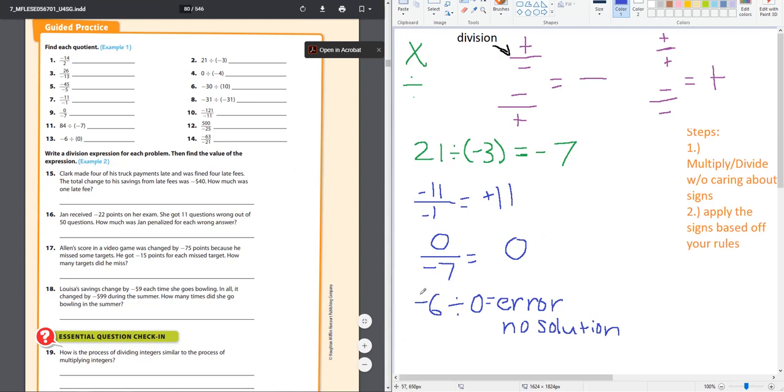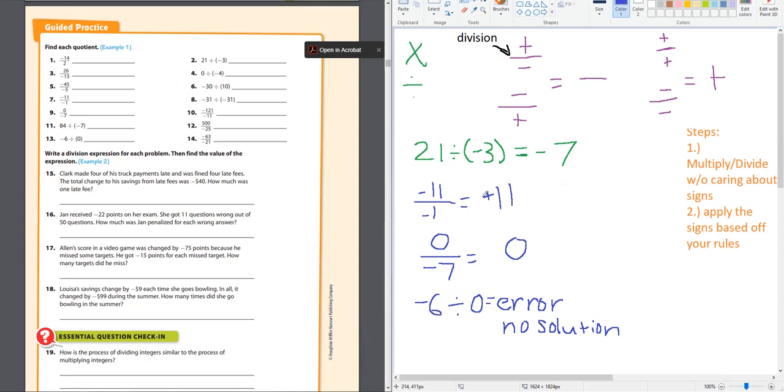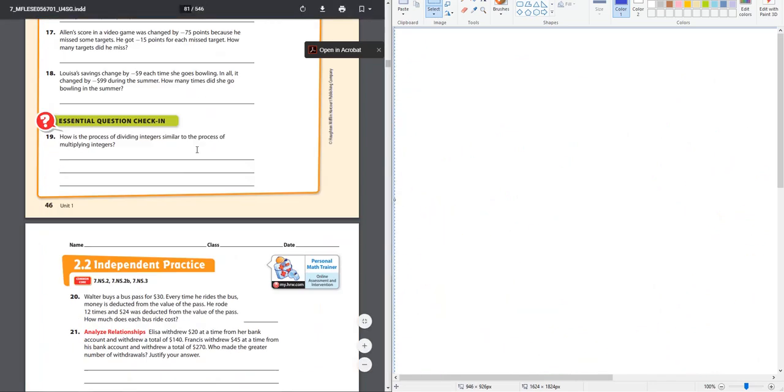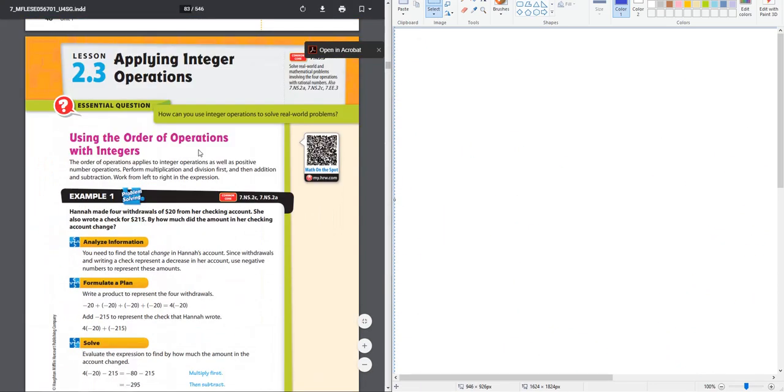So if you have any questions about this or anything up here, just ask me during class again. This was just a quick review before I move on to the next portion. So move that over here where no one can see it. Awesome. So 2.3, applying integer operations.